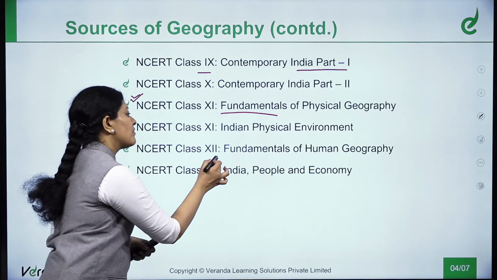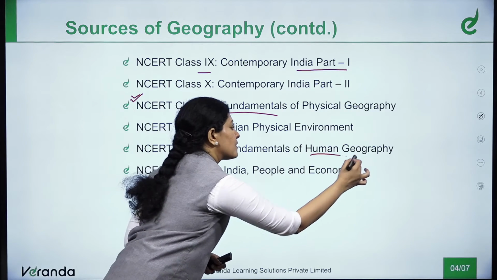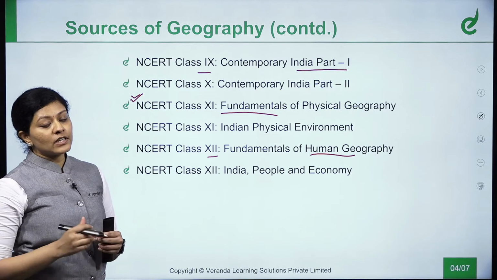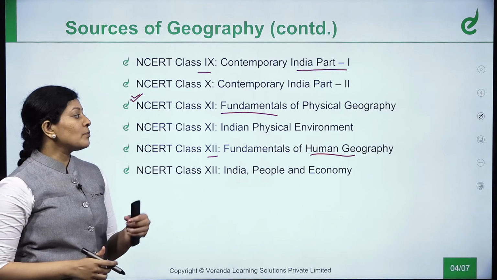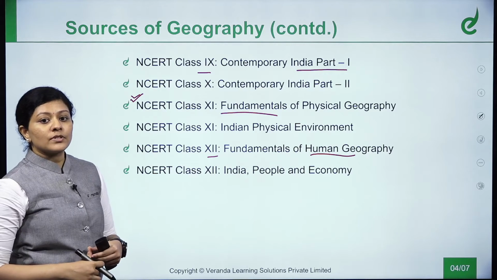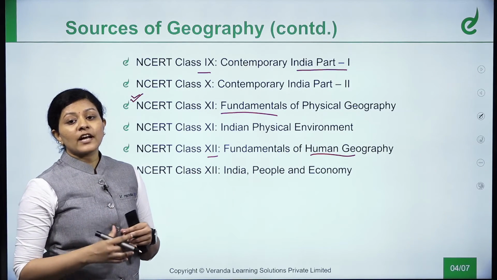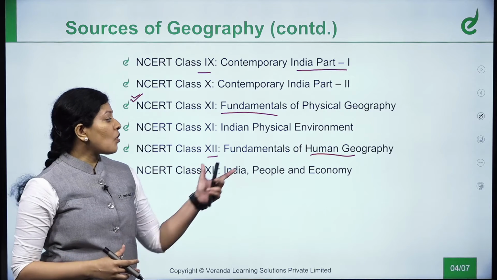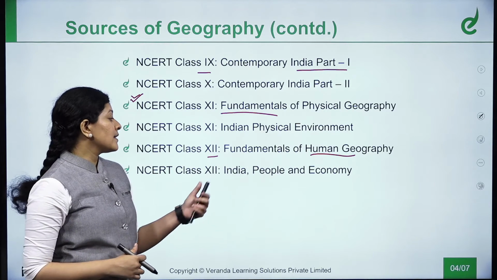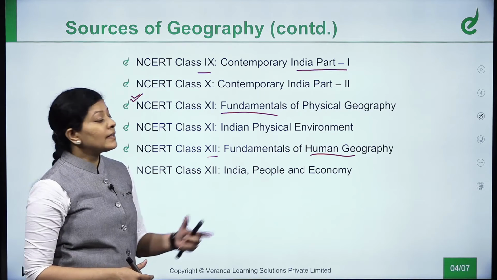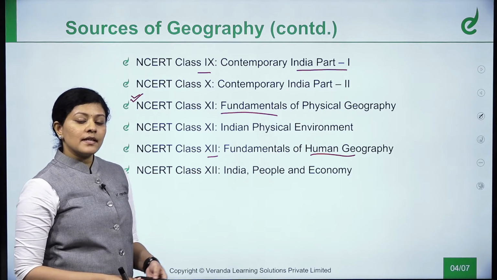Next, in class 12, Fundamentals of Human Geography. We had already seen the prelims portion, wherein it talks about physical geography and human geography. The human geography part is what this book talks about. It talks about the study of population across the world, demographics, literacy, everything. All these things are dealt with in this book. Next, in class 12, India: People and Economy. The human geography part in the Indian context is discussed in this book.